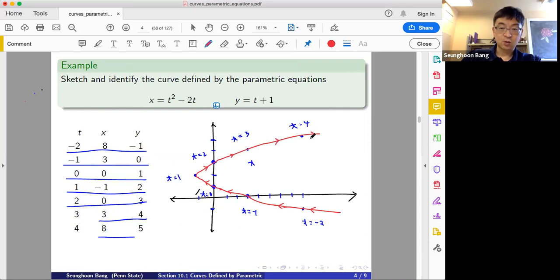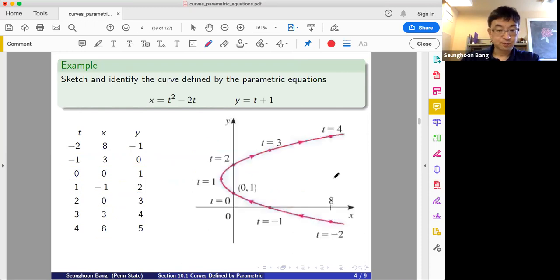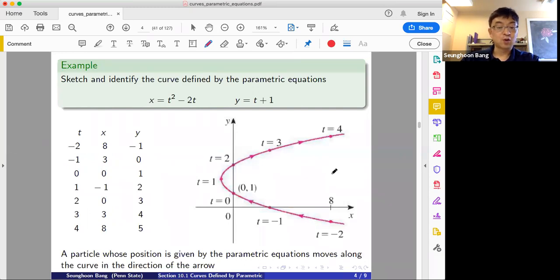Yeah, this is the whole idea for sketching the graph. You got it? Like this. The particle whose position is given by the parametric equations moves along the curve in the direction of the arrow as t increases. So let me see. I want to check what kind of shape we have. This one is like a parabola, right? How can you know that?